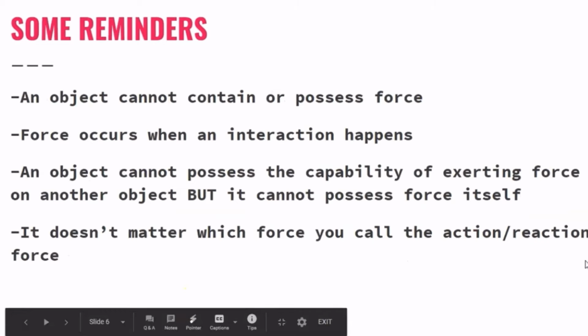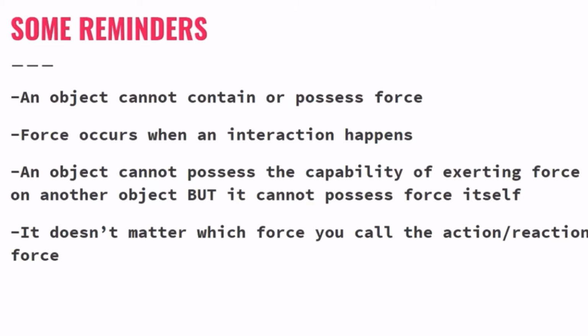Here are some basic notes to self. An object cannot contain or possess force. For example, a dynamite, which I think blows stuff up, cannot contain or possess force, but it can exert a force on another object. If you were to throw a dynamite onto a building, it can exert a force when they both come in contact, but the dynamite itself cannot possess force, and that goes for every object. Force can only occur between two pairs of forces, and they can exert force on each other, but they cannot possess a force by themselves. Force cannot be possessed. It can only be exerted onto other things. I hope that makes sense.